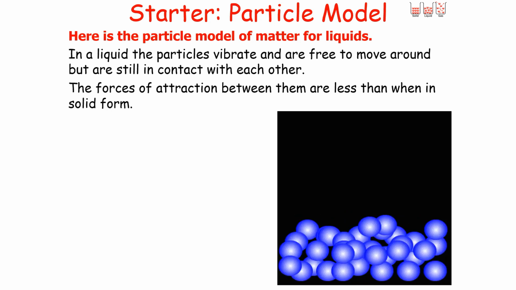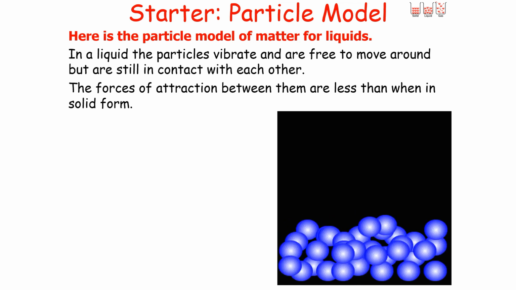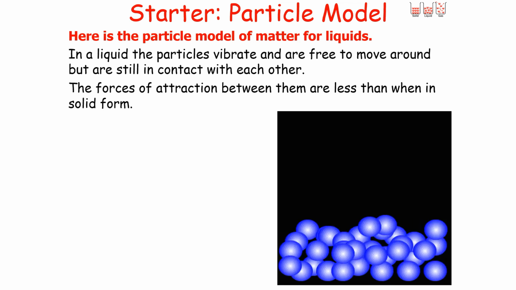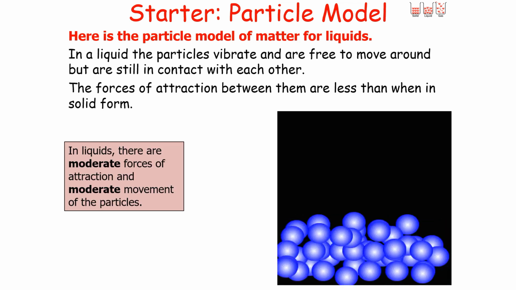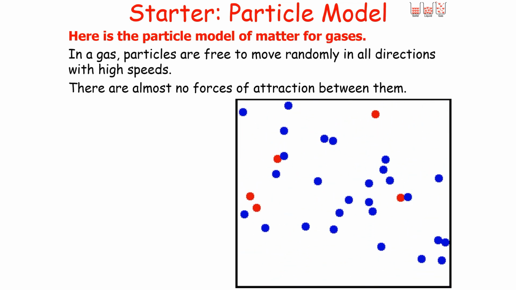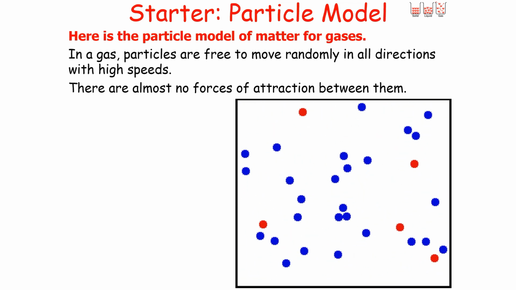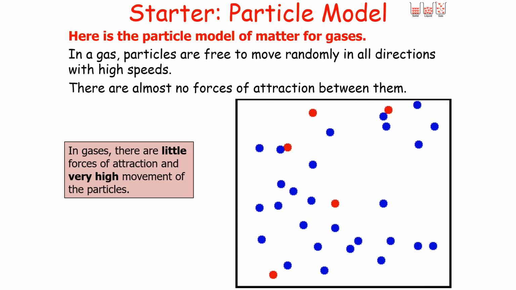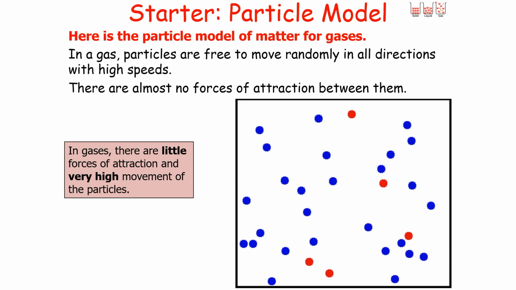Whilst in a liquid, the particles vibrate and are free to move around, but are still in contact with each other. The forces of attraction between them are less than when they're in a solid form. So in liquids, there's moderate forces of attraction and moderate movement of the particles. Whilst in the particle model of matter for gases, the gas particles are free to move randomly in all directions with high speeds, and there are almost no forces of attraction between them. So in gases, there's very little forces of attraction and very high movement of particles.